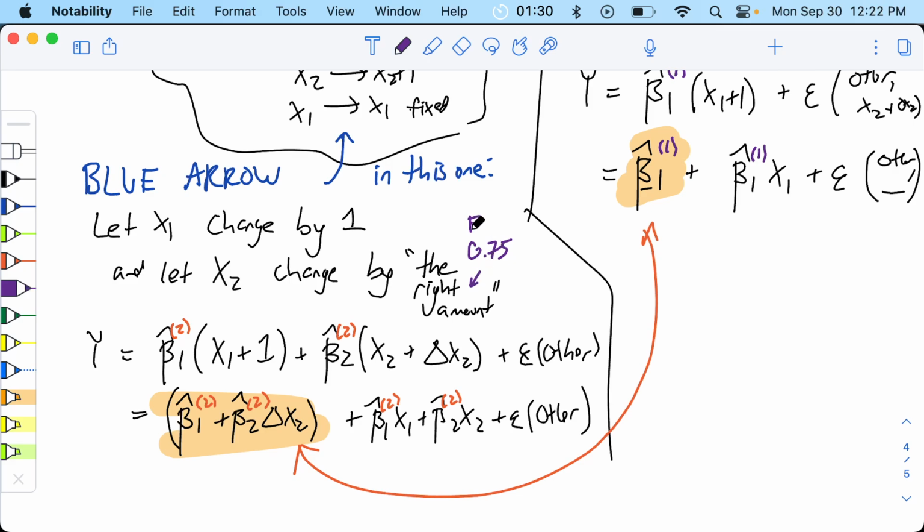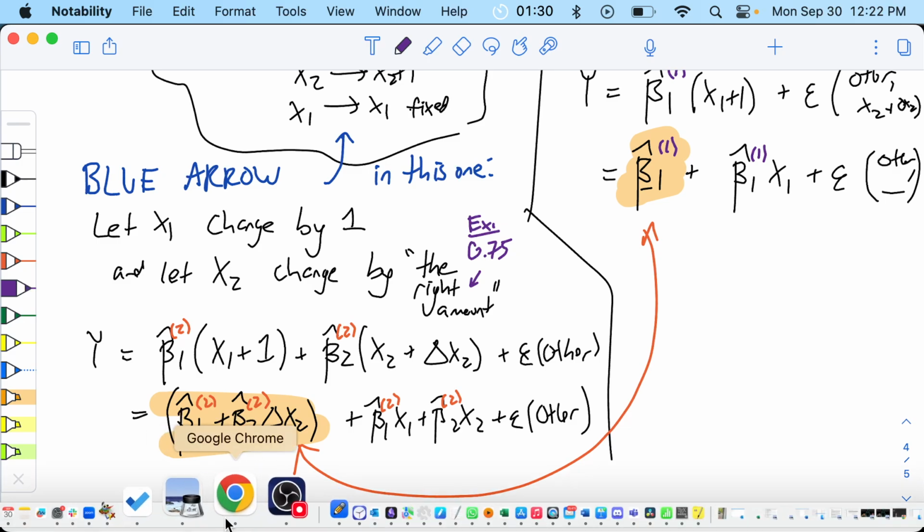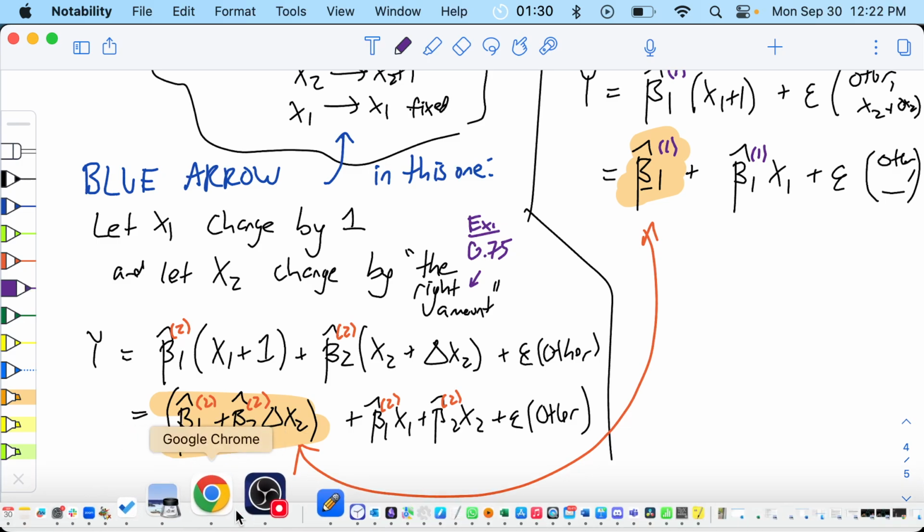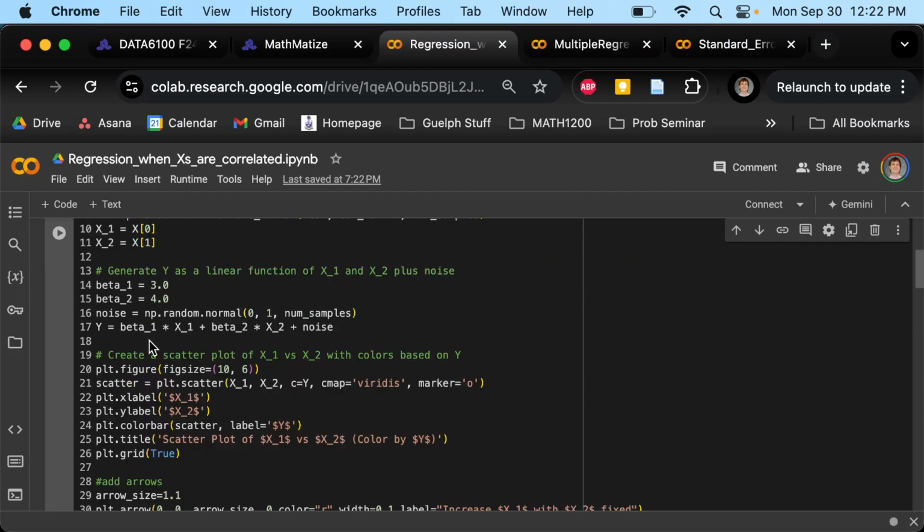In my example, when x1 increases by 1, x2 on average increases by 0.75. You can write that down in a more mathematical way, but that's what's going on here, and that's what the picture is. Okay, so then I generate some data.